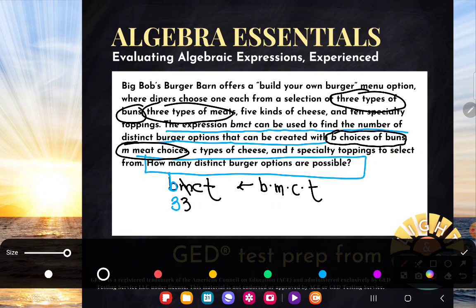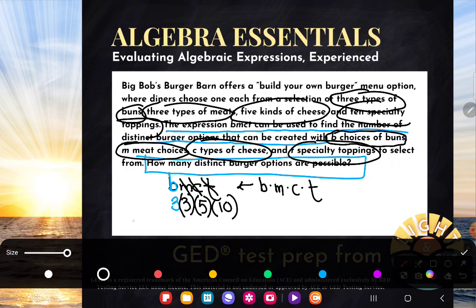Now remember, it was okay to just shove letters together to say multiplying, but when it's numbers, you're going to need to use parentheses so that I'm not thinking, oh, this is the number 33. It's 3 times 3. And then same thing, let's keep going that way. We know C. C is types of cheese, and there's 5 kinds of cheese. I can replace C with the number 5 multiplying. And we know T. T is specialty toppings. There's 10 specialty toppings. I can replace T with a 10.